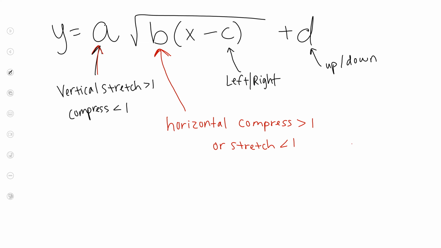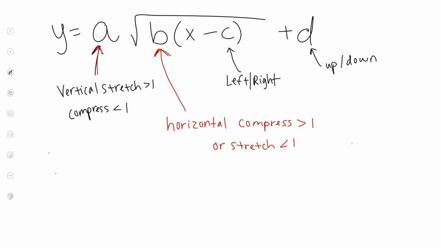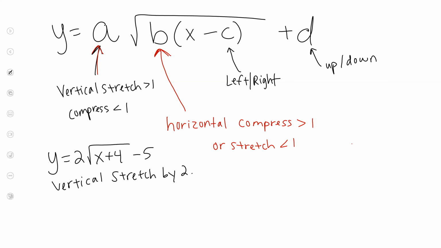So let me give you an example. I'm going to show you something that you already know. Let's say I have y equals 2 square root x plus 4 minus 5. This would be a vertical stretch because it's on the outside. The A value is 2, so that's vertical. And it's a stretch by 2 because it's bigger than 1, so it's a stretch, okay? And then, of course, it moves to the left 4, and it goes down 5. This is an example that you've already seen before, okay?